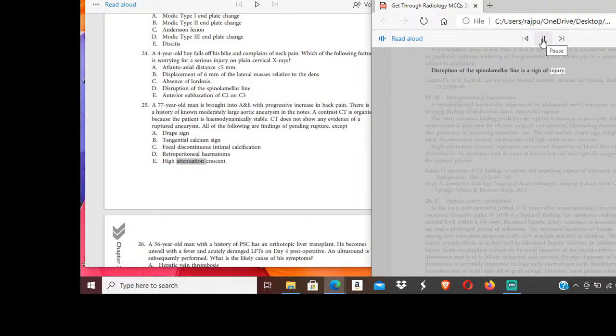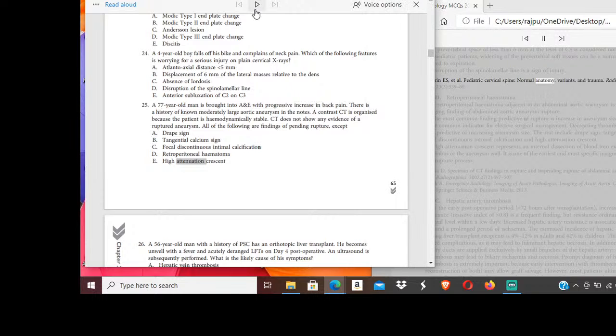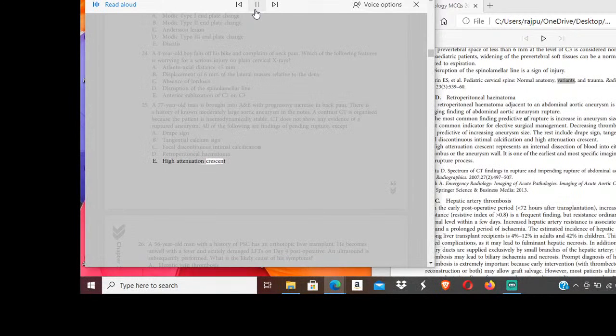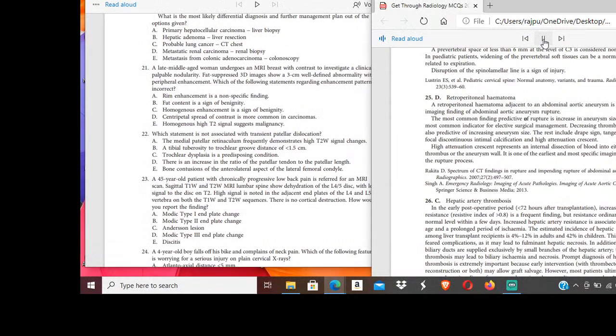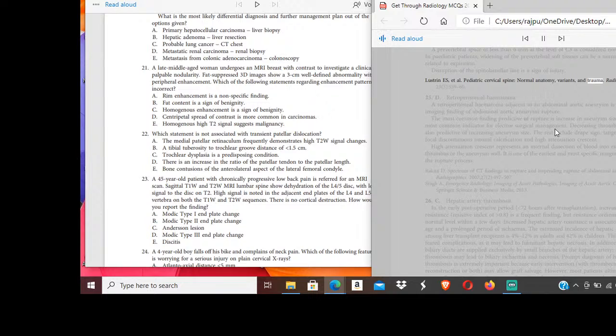Lustrin ES, et al. Pediatric cervical spine: normal anatomy, variants and trauma. Radiographics. 2003; 23: 539-560.